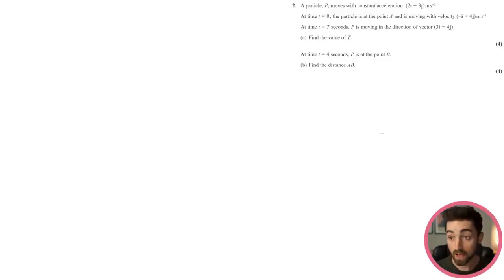Question 2. A particle P moves with constant acceleration 2i minus 3j meters per second squared. At time t equals 0, the particle is at point A and is moving with velocity minus i plus 4j meters per second. At t equals T seconds, P is moving in the direction of the vector 3i minus 4j. Find the value of T.